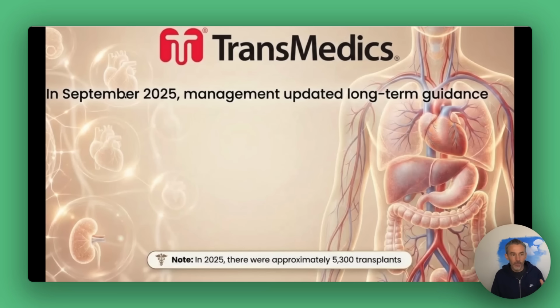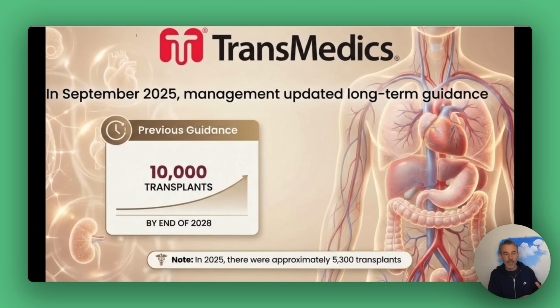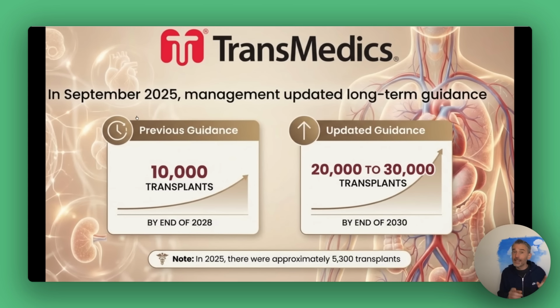Now, here's the thing. Before September 2025, management had guidance that said that they would do 10,000 organ transplants by the end of 2028. To put that in perspective, last year, the company did about 5,300 transplants. So we're talking about roughly doubling in 3 years. But in September of last year, they upped the guidance significantly, and they said, forget that old one, we're actually ahead of that pace. We believe we can do 20 to 30,000 transplants by the end of 2030. That's almost 6x the number of transplants on the high end in 5 years.